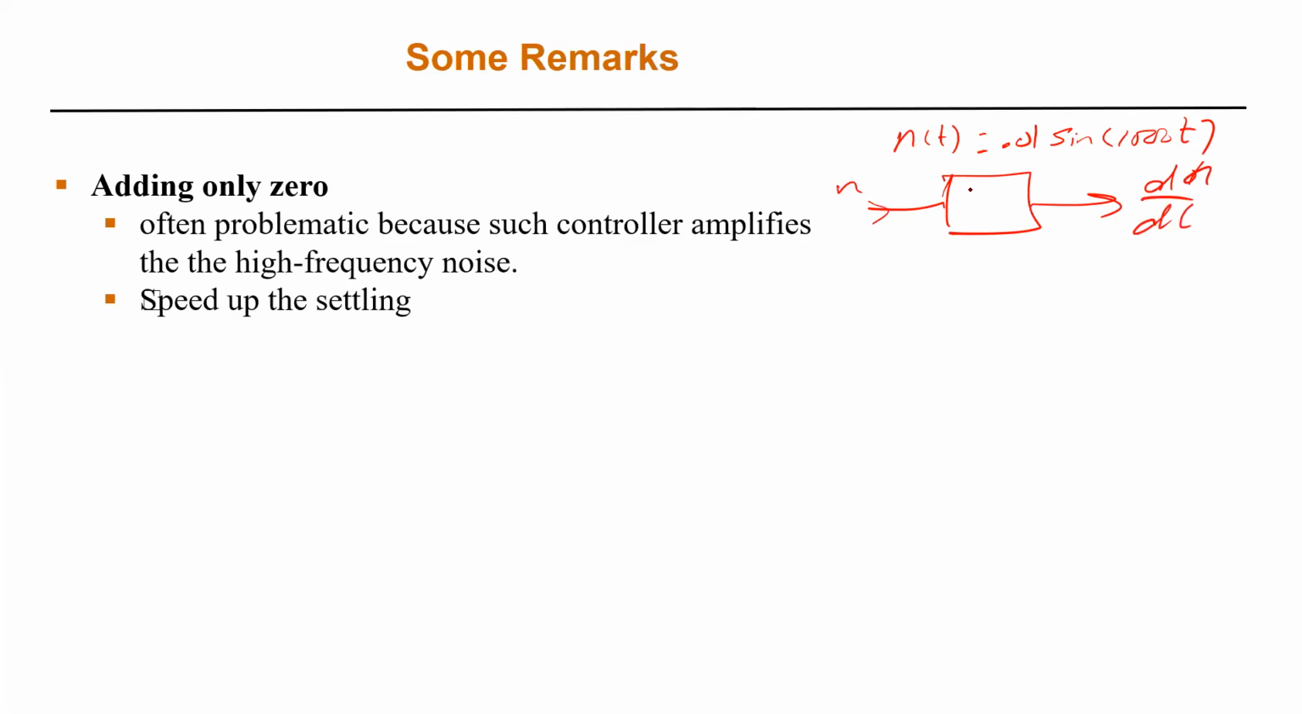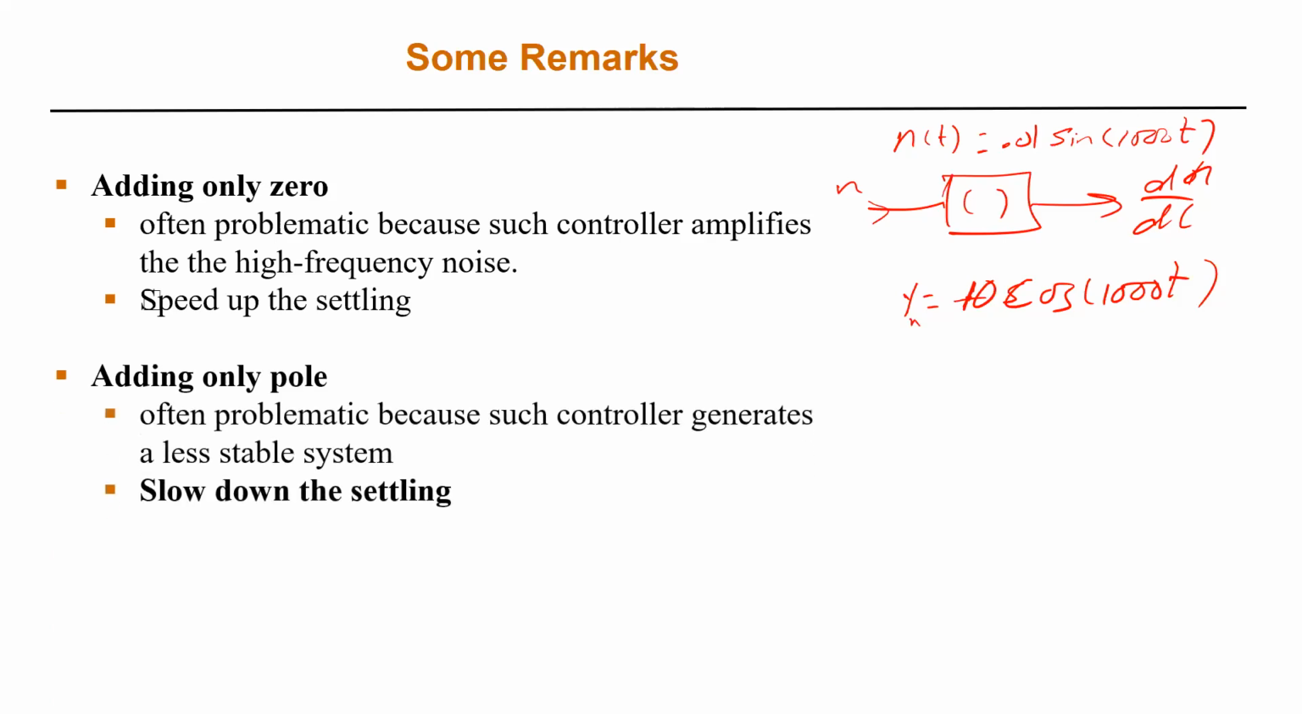this is a differentiator. What will be the output? So y_n equals what? It's going to be equal to 10 cos(1000t), or minus if you want, which means that you are amplifying the noise, and this is not desirable. Okay.